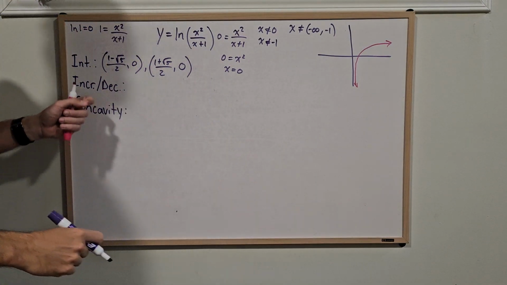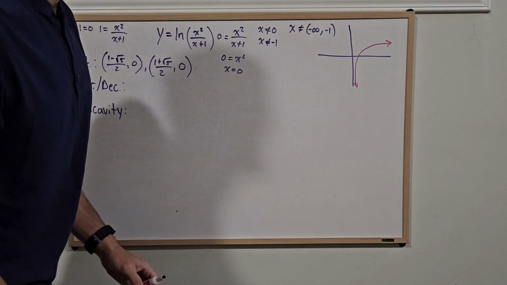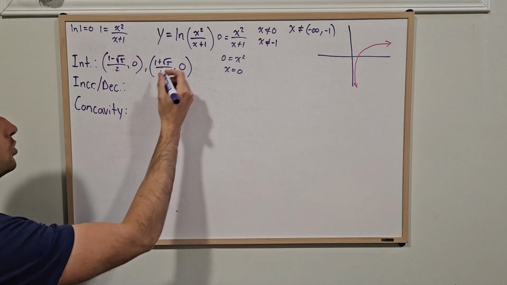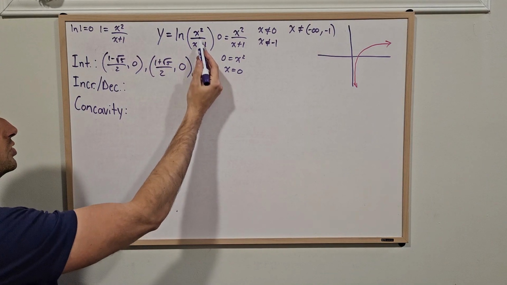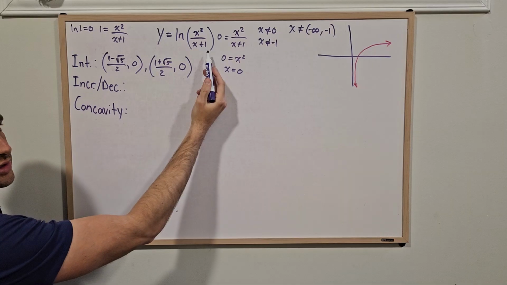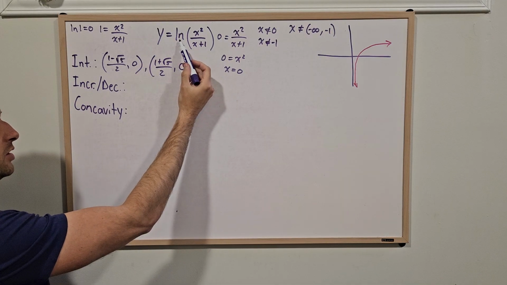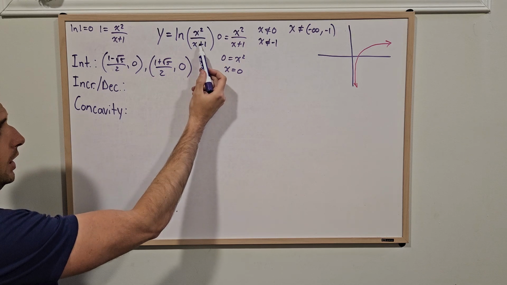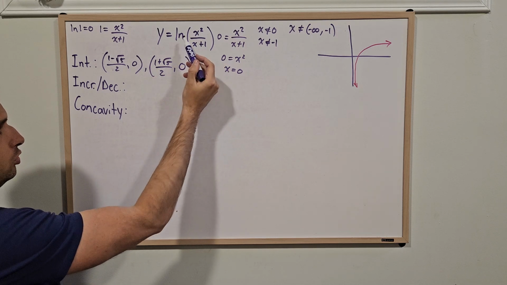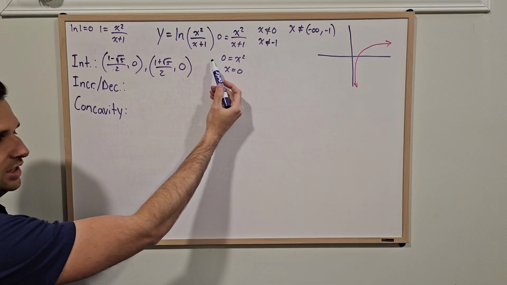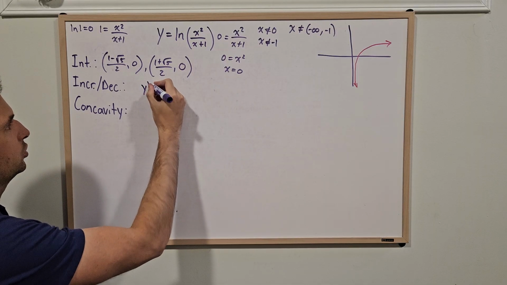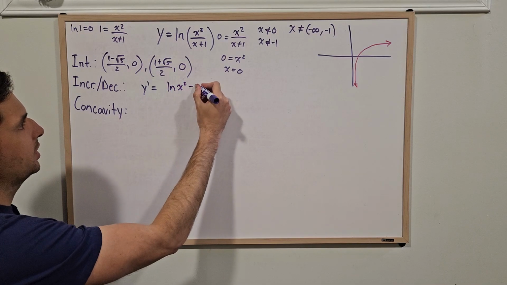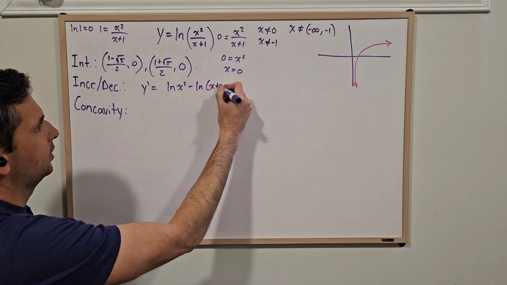Okay. Now, looking at the intervals of increase and decrease, we need to find the first derivative of our function up here. In order to take the first derivative, I'm going to use my rules of logarithms to separate this function out, because when I'm taking the natural log of x squared over x plus 1, I can separate that into natural log of x squared minus natural log of x plus 1. Remembering our rules, right? So here I have natural log of x squared minus the natural log of x plus 1.